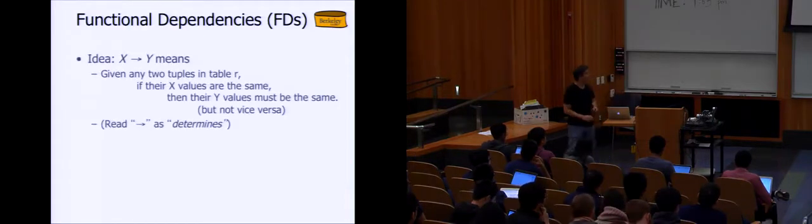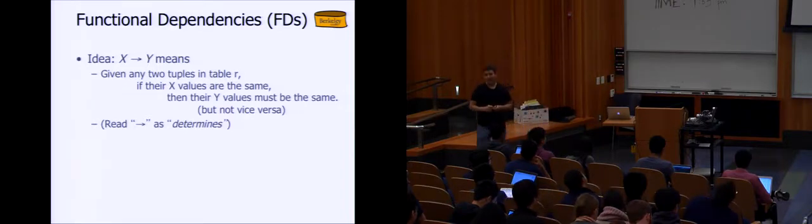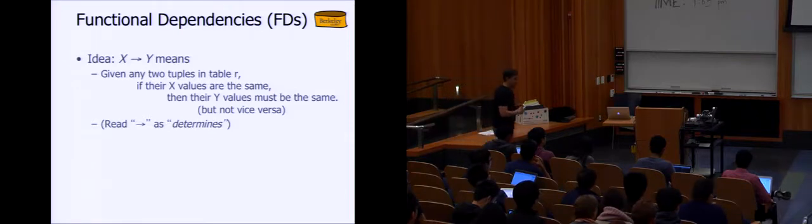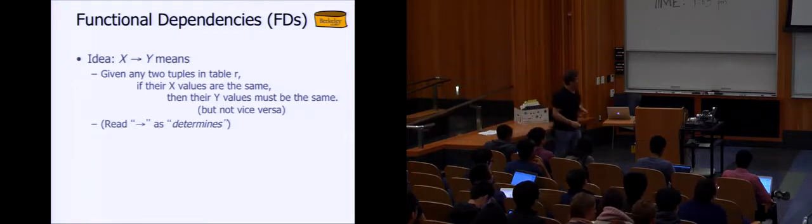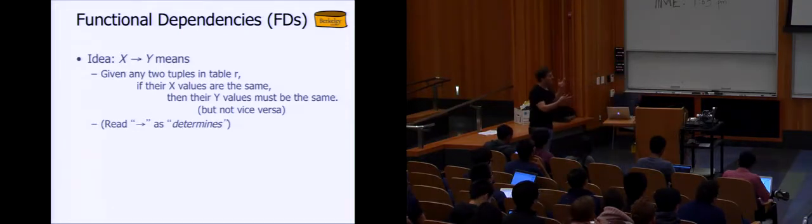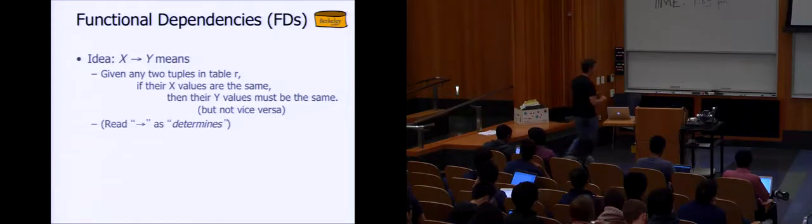Okay, so what is a functional dependency? Well, let me give you the idea. You can read that as X determines Y. X is a set of attributes in a table. Y is a set of attributes in a table. And when you see X arrow Y, or X determines Y, what it's saying is, in that table R, given any two tuples, if they match on the X values, then they must match on the Y values. That's what that statement says. And we'll see lots of examples of this today. But the idea is, if you match on the X values, then you match on the Y values in that table.